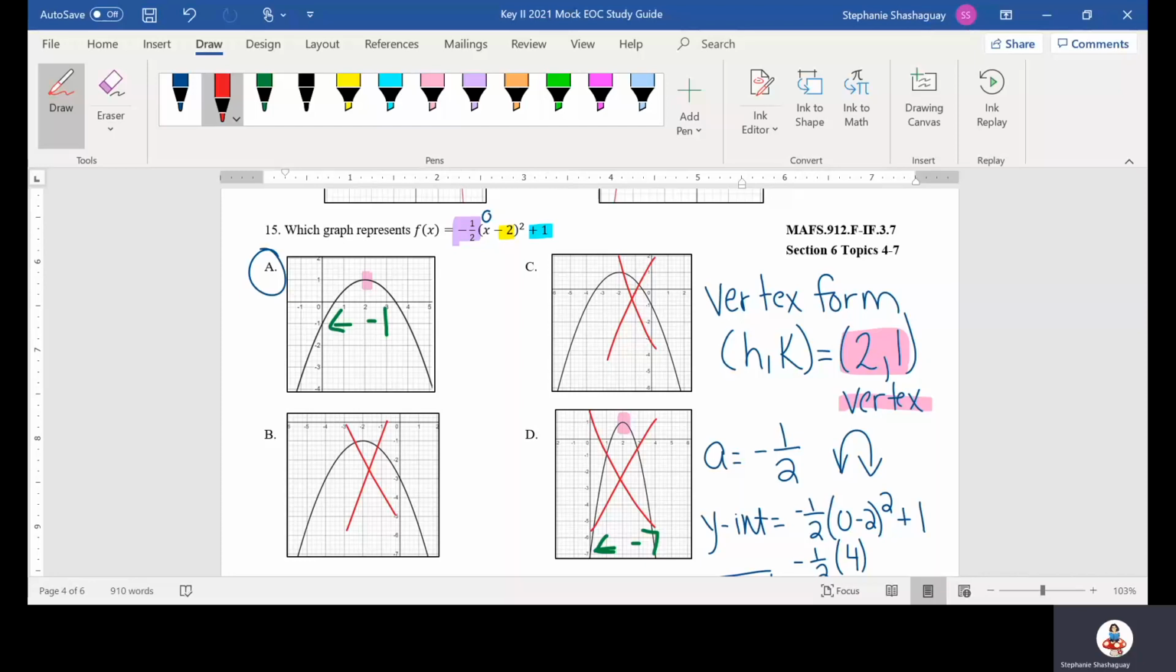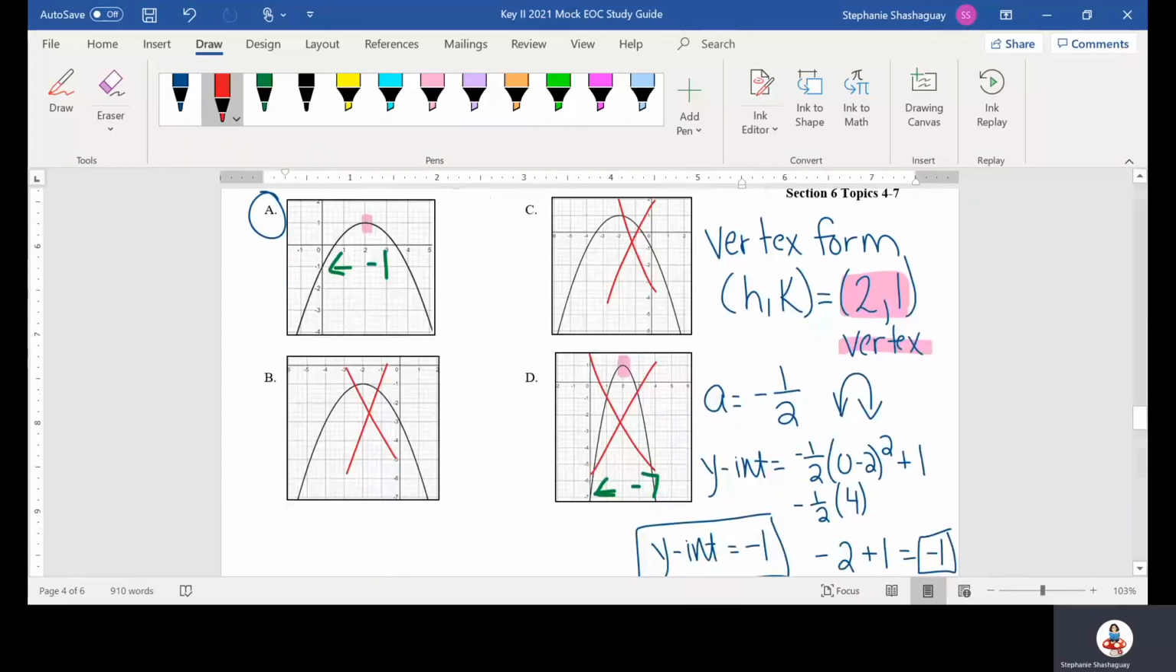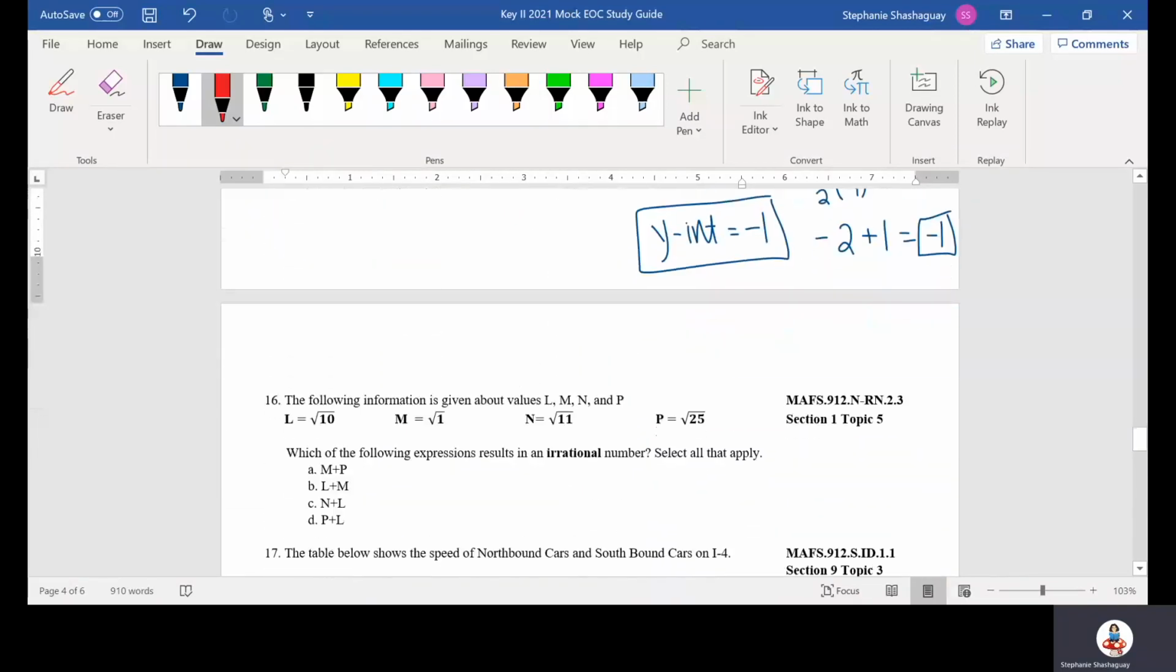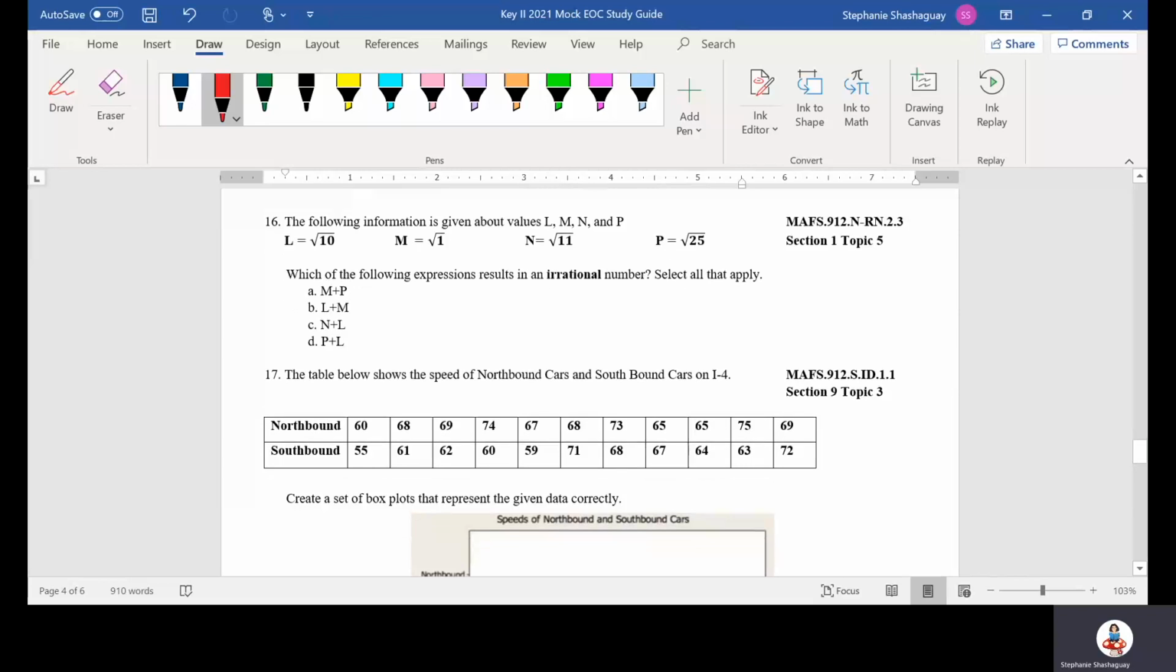this function. Okay, some key things you need to remember going into the EOC, the mock EOC and the EOC you're going to take in about a month or two, is how to use the skills we've learned this year to identify key parts of a graph.